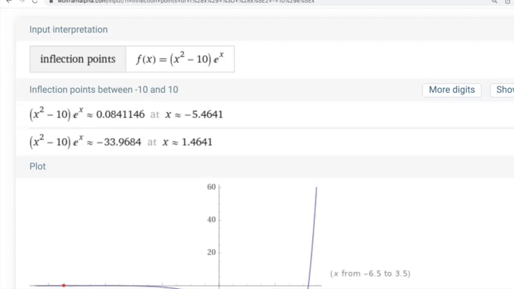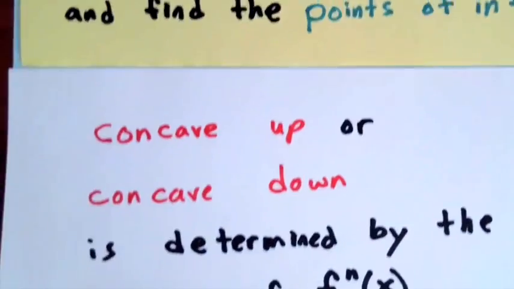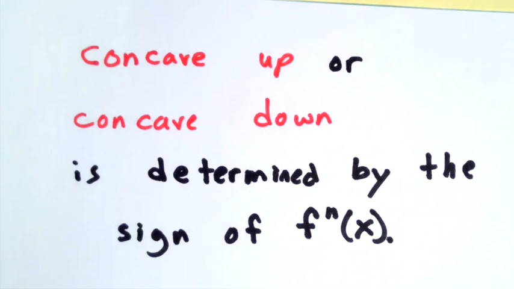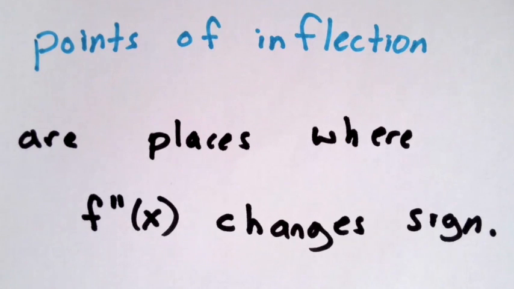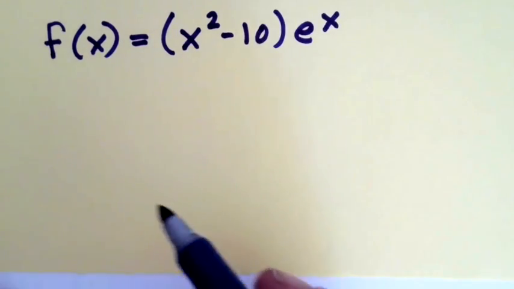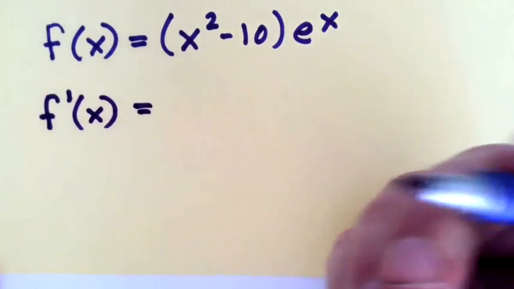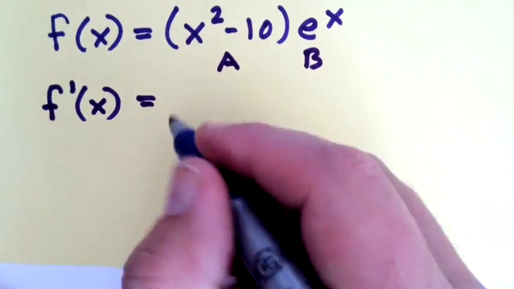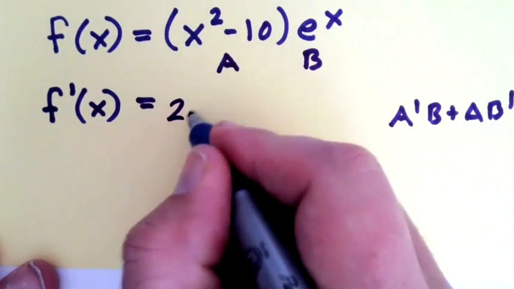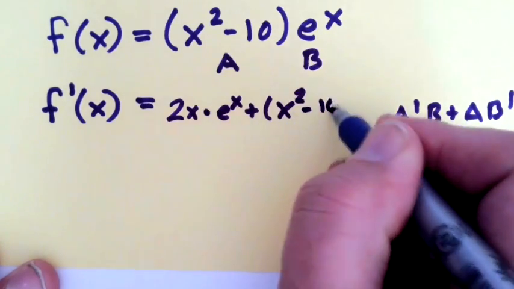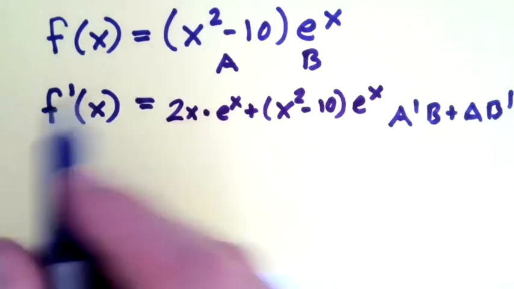The important thing to remember here is that concave up or concave down is determined by the sign of f double prime of x, and that points of inflection are places where f double prime of x changes sign. So to find the second derivative, I first have to find the first derivative, f prime of x. I'll need to use product rule. 2x times e to the x plus x squared minus 10 times e to the x for my first derivative.